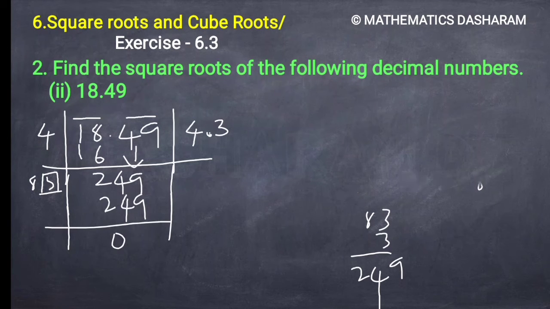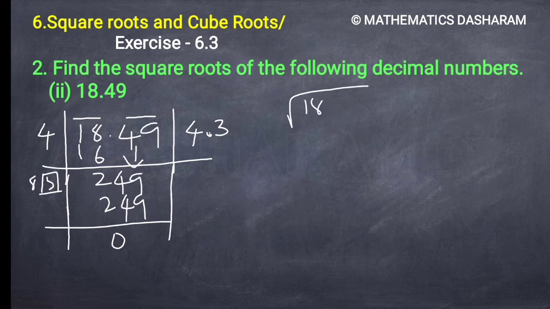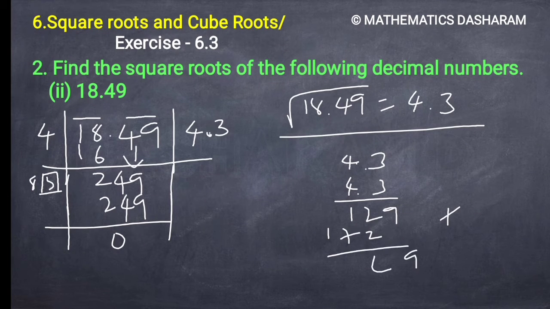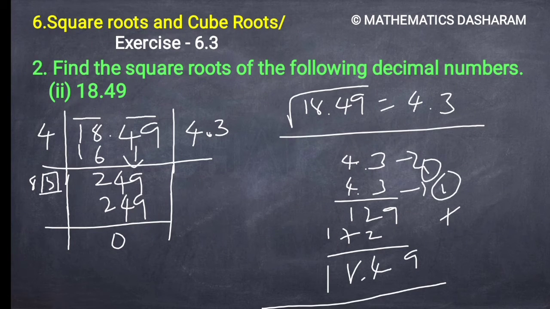So the square root of 18.49 equals 4.3. Let us verify our answer. 4.3 into 4.3: 3 threes are 9, 3 fours are 12, 4 threes are 12, 1 carry, 4 fours 16 plus 1 is 17. Here one decimal place, here one decimal place, so total 2 decimal places: 18.49. So our answer is correct.